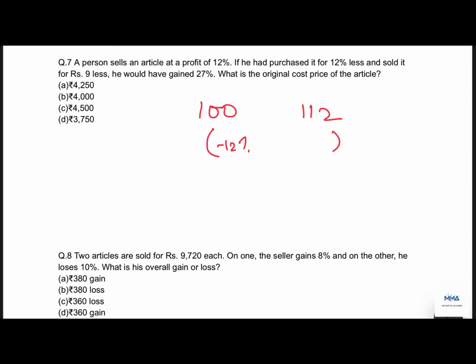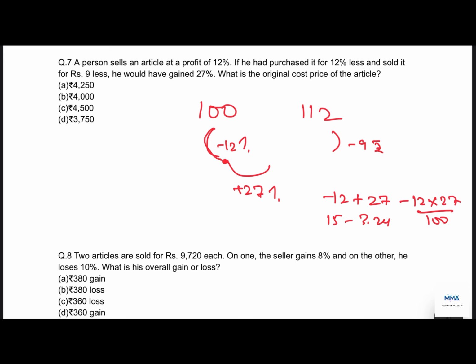So this is going to be minus 9 rupees. He would have gained 27%. The 27% gain is on this reduced price. So plus 27%. So the resultant price is going to be minus 12 plus 27 minus 12 into 27 by 100, which is 15 minus 3.24, which is 11.76. So the final profit is going to be 11.76.